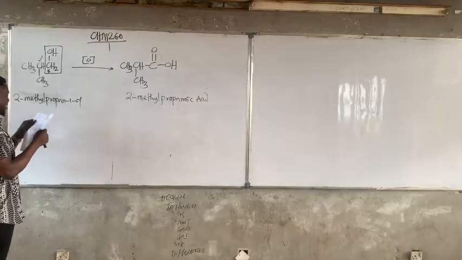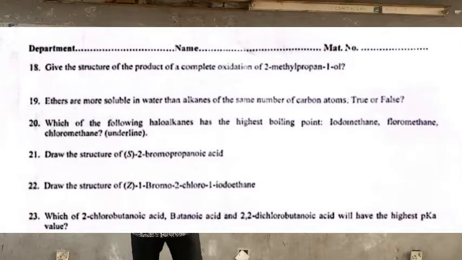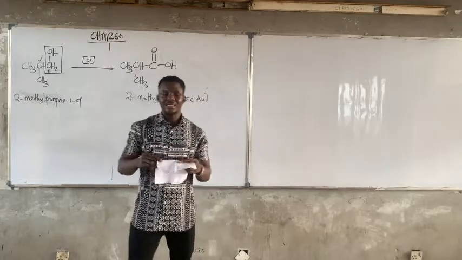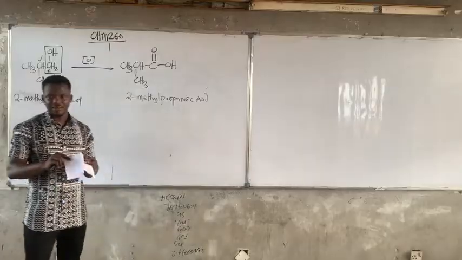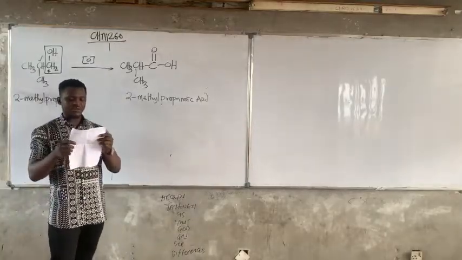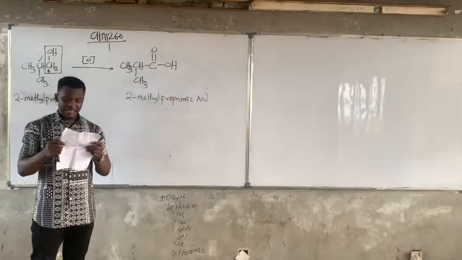Now the next one is saying ethers are more soluble in water than alkanes of the same number of atoms. True or false? It's true because ether can form hydrogen bonding with water. Ethers are more soluble in water because they can form hydrogen bonding with water, but they cannot really form it with themselves like that.